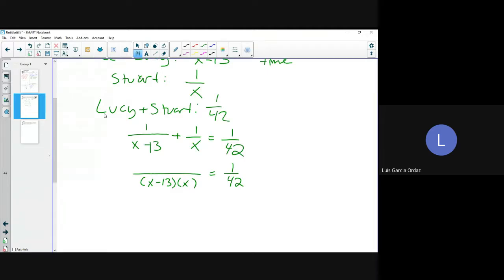X. Plus x minus 13. Nice. So when we simplify, we get 2x. Yep. X plus x minus 13 is equal to x minus 13 times x is equal to 1 over 42.